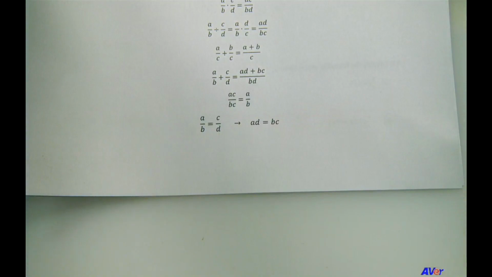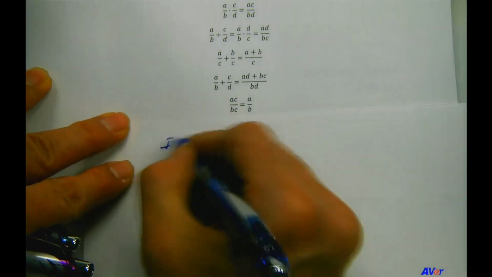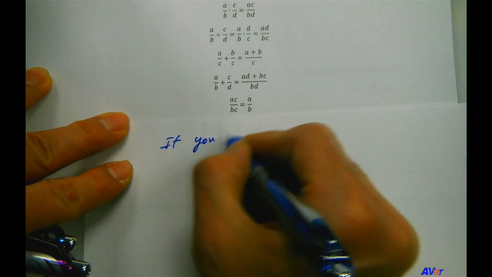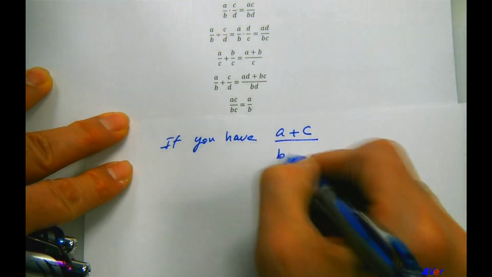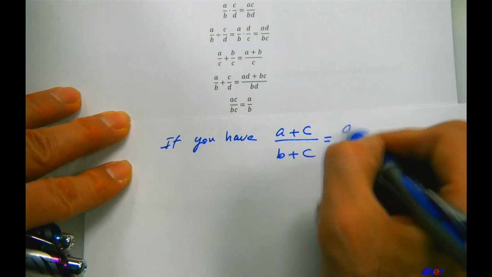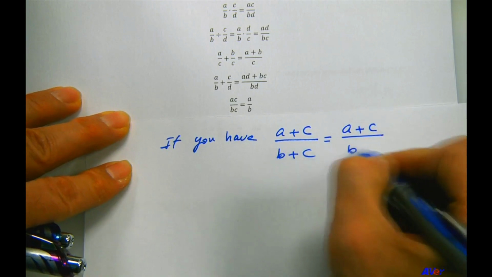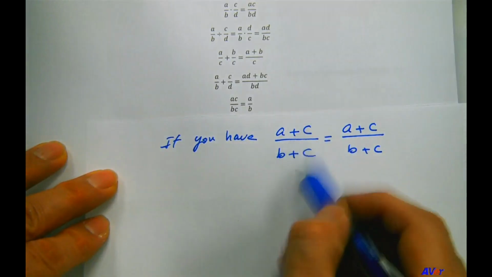So we could not, however, you could not, this is one of the most common errors that I see. Let me write it here on a piece of scratch paper. If you have (A + C) / (B + C), this is equal to (A + C) over (B + C). You cannot simplify C here.